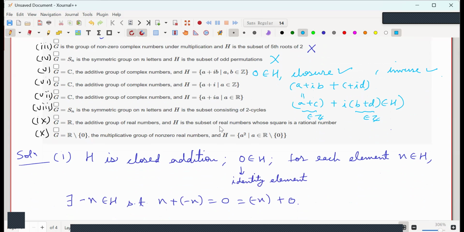H does not contain the identity. You are very much behind this identity thing. Good, but it is very nice that this thing is working every time.